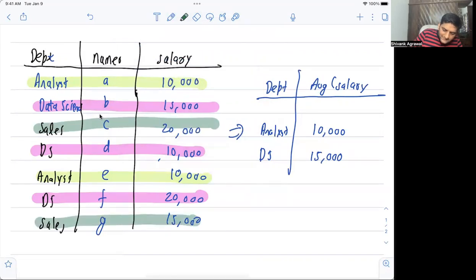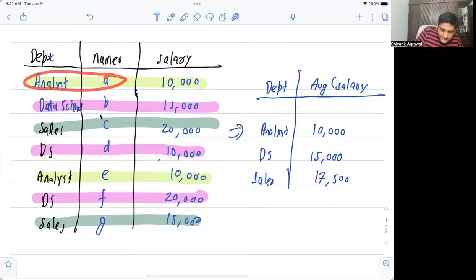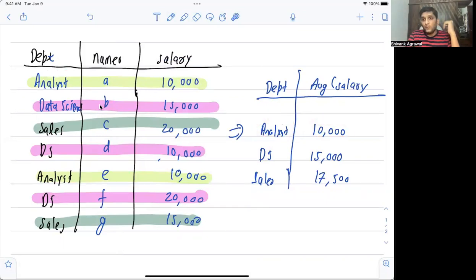Then you also have a sales entry for it, which is going to be 20,000 plus 15,000, which is 17.5 thousand. Sales, yes, 17,500 on the average. If you look at this, what we have done is converted all these rows using a group by kind of query. And from that, you were able to get the average salaries. But at the same time, you have lost all the individual row information because you have compressed the whole analyst into one part. Let's say I don't want that.